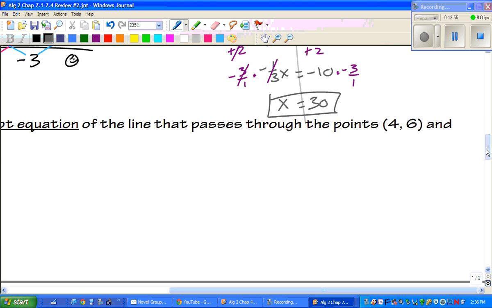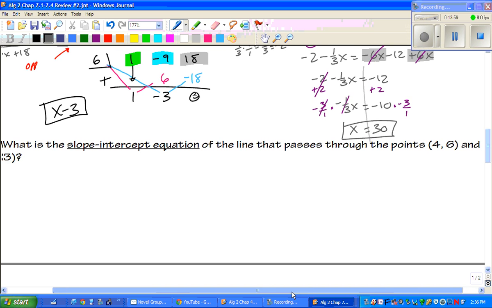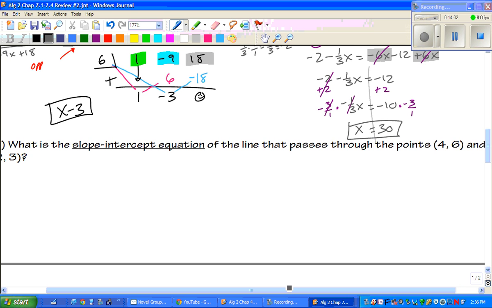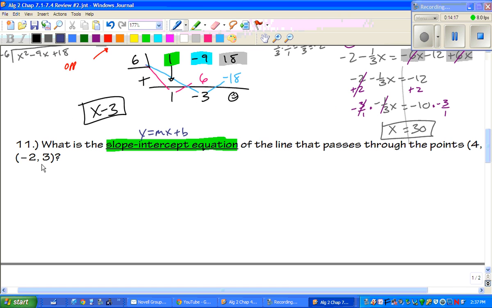Number 11. Okay, what is the slope-intercept equation of the line that goes through (4, 6) and (negative 2, 3)? So remember that this is y equals mx plus b. Okay, the first thing I need to know is the slope.